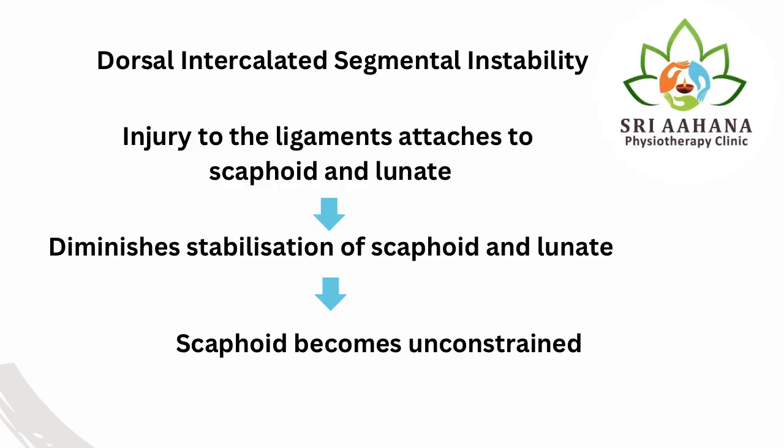This video is on dorsal intercalated segmental instability. Injury to the ligaments that attach to the scaphoid and lunate will diminish the stabilization of the scaphoid and the lunate bone. So this destabilization causes the scaphoid to become unconstrained.